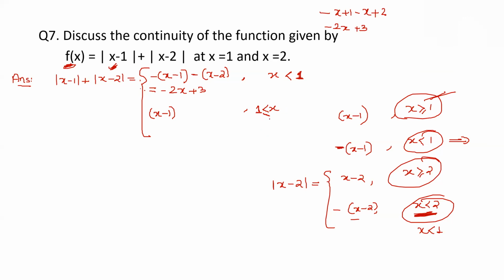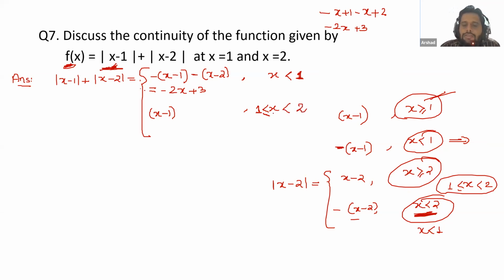Here we are saying x is greater than or equal to 1. But for the modulus of x minus 2, if a number is greater than or equal to 1, then it is possible that it is greater than 1 but less than 2. So we have two conditions: first, it is greater than or equal to 1 and less than 2, or it is greater than or equal to 2. So first we will take x greater than or equal to 1 and less than 2, and third, x greater than or equal to 2.